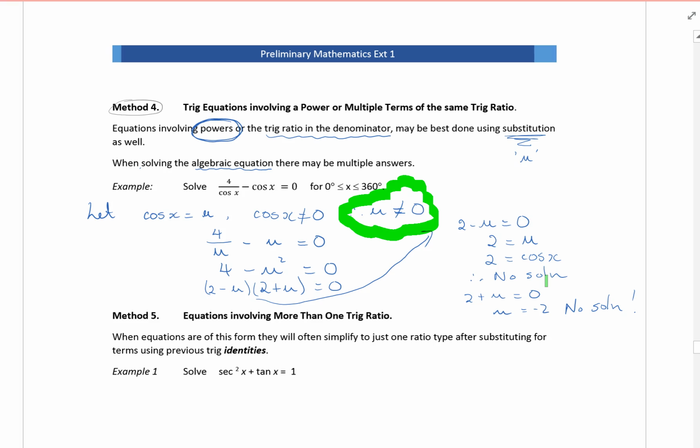I'm really seriously thinking that maybe that's a total typing error on my part, and it should have possibly been a 1 over cos of x. Then we would have got some solutions, because cos of x can equal 1. Never mind. I'll stop the video there, and hopefully you will recognise the situations where you need to use method 4.